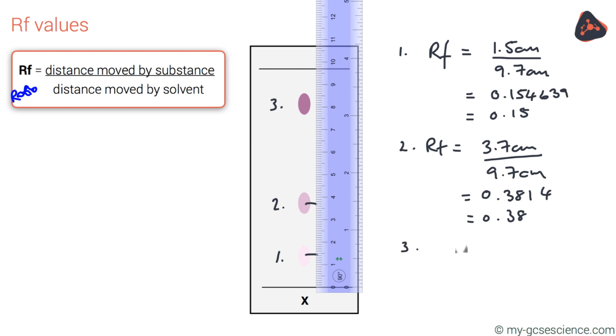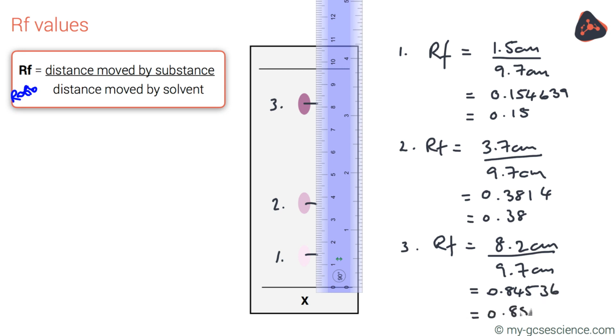Finally with 3, I'd say the middle goes to about 8.2, and that gives us a calculated value of about 0.84536, and so we round that to 0.85 because the second digit here is a 4 followed by a 5, so we have to round the 4 up to the next number up, which is 5.